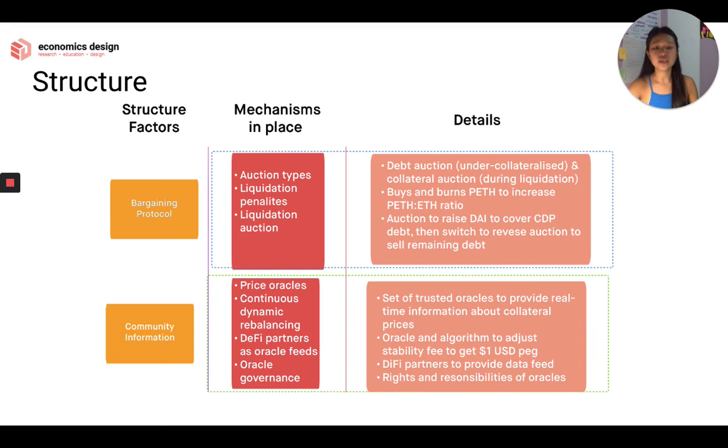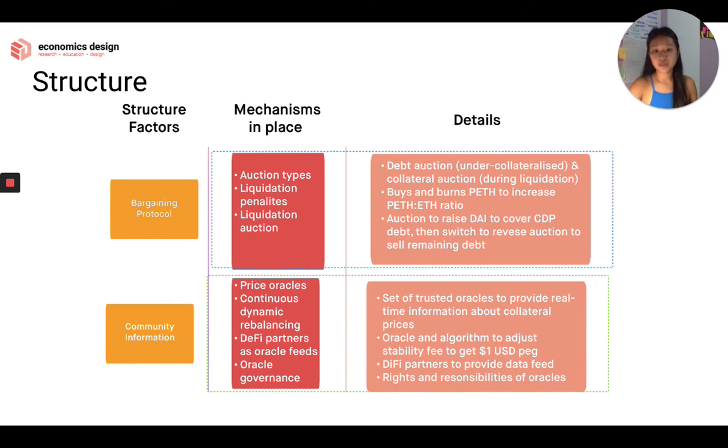So liquidation auction, during the liquidation period, that means maybe we want to close the entire MKR system. Then first you have an auction to raise DAI. So you have a traditional highest price bidder auction for DAI. And then once you raise enough DAI to cover your CDP debt, then it becomes a reverse auction to sell the remaining CDP. Yeah, it's a bit complicated, but more explanation is done in the report, don't worry.